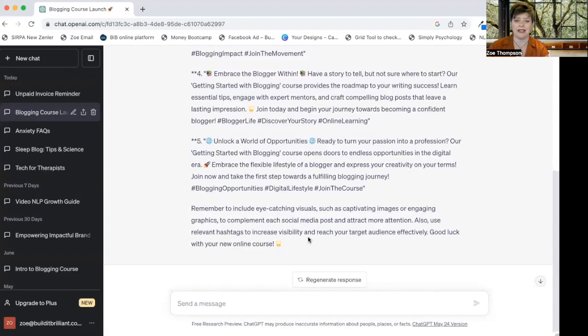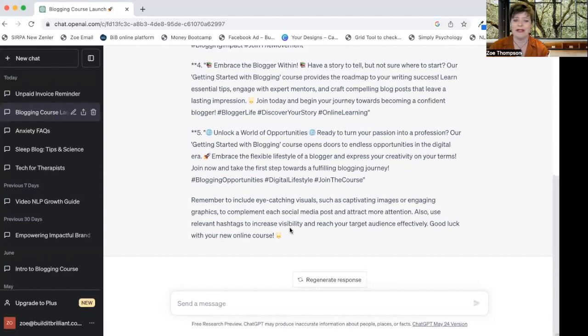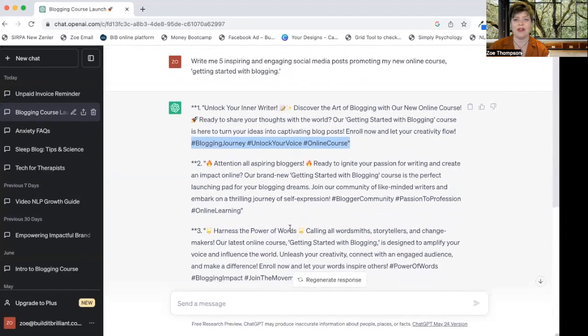Remember to include eye-catching visuals and to engage and complement your social media posts. So it even gives you advice on the anxiety one. It said at the bottom that if you're suffering from anxiety, then please do get some help. So it doesn't just give you the information. It also gives you some context and some assistance as well, which I think is really incredible. So yeah, if you are launching something, a new course, a new anything, then it might be worth using ChatGPT to give you some inspiration about how you can talk about that on your social media.